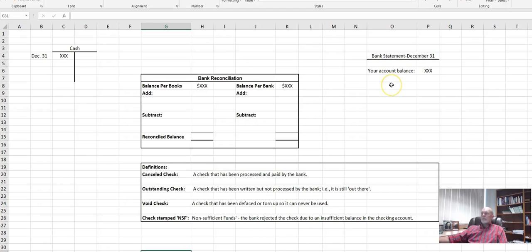And what you want to do every time you get a bank statement is reconcile what the bank says you have to what you say you have in your records. We call that a bank reconciliation. So here's an example of one right here.